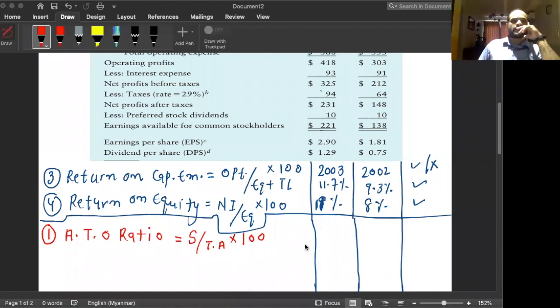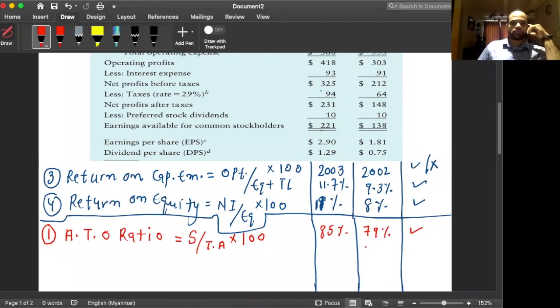So for 2003, it's 85%, and 2002, it's 79%, right? Which is good because this ratio has been increased. So make sure you know increase or decrease.